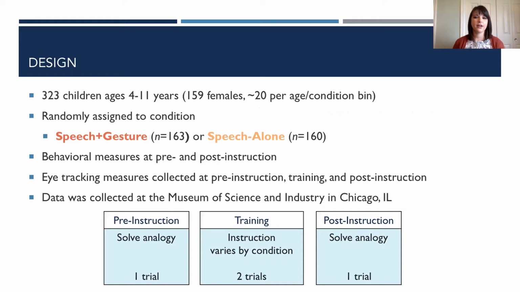So in the study, we compared how children across a fairly wide age range, 4 to 11 years old, solve scene analogy problems before and after instruction, that being speech alone or speech plus gesture instruction, while we were monitoring their visual attention using eye tracking glasses. Using a wide age range allows us to understand how cognitive profile contributes to the effectiveness of this instruction, and then using eye tracking allows us to understand how gesture may aid in the disambiguation of instruction. Behavioral measures were collected at pre and post instruction, and eye tracking measures were collected throughout the task. And data was collected at the Museum of Science and Industry in Chicago, Illinois.